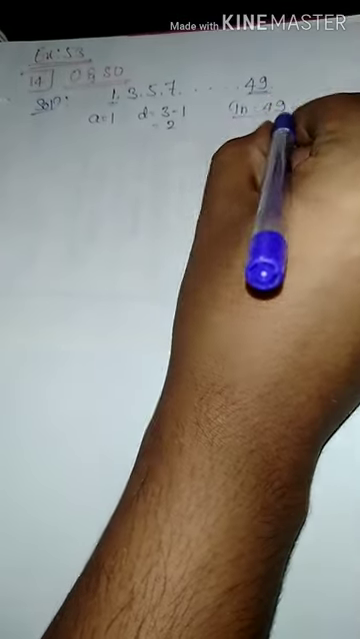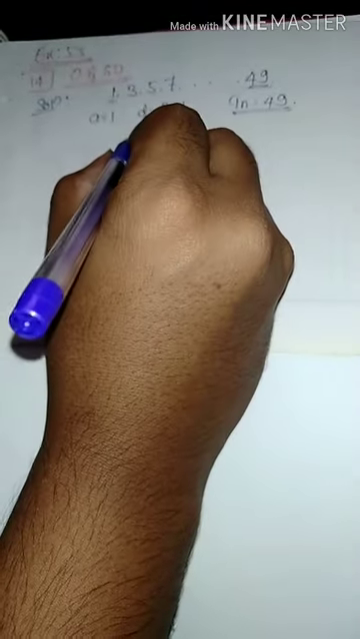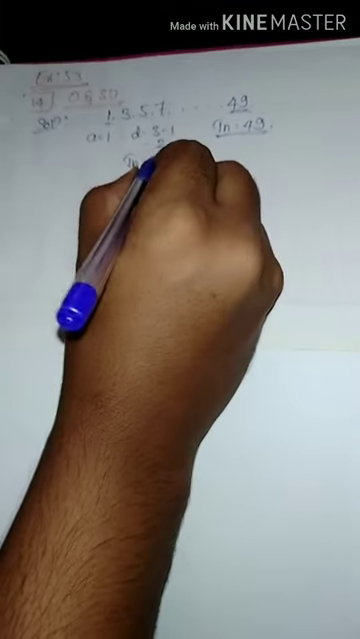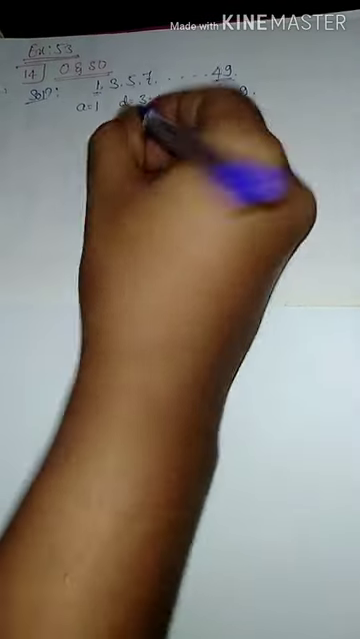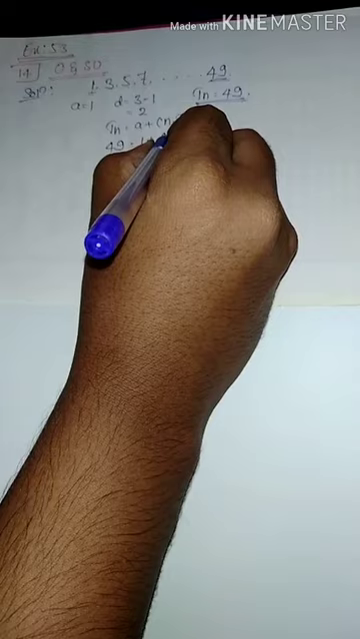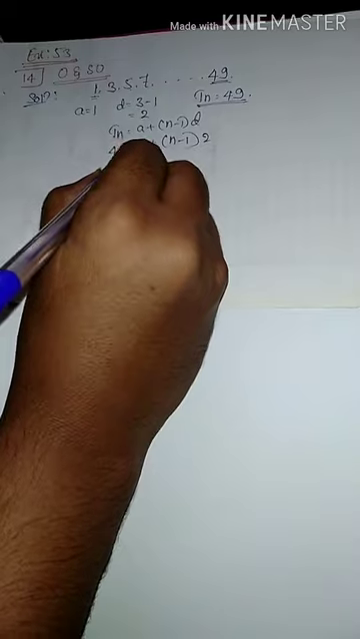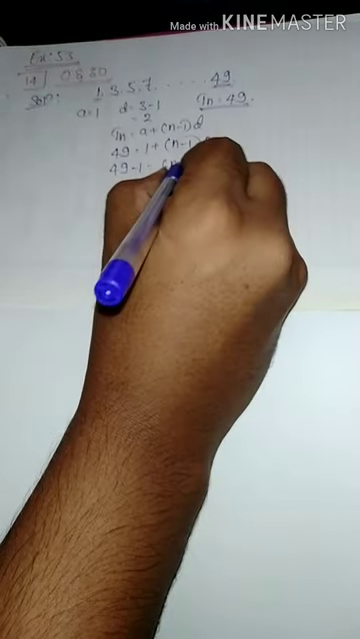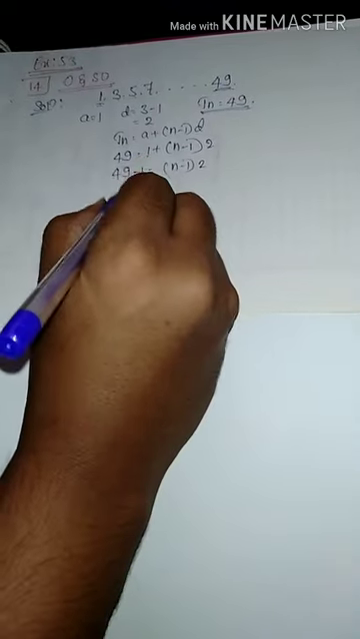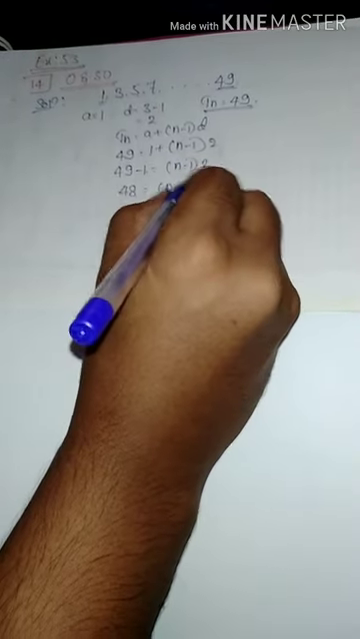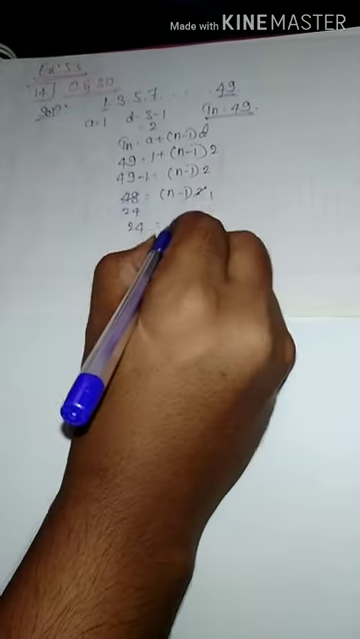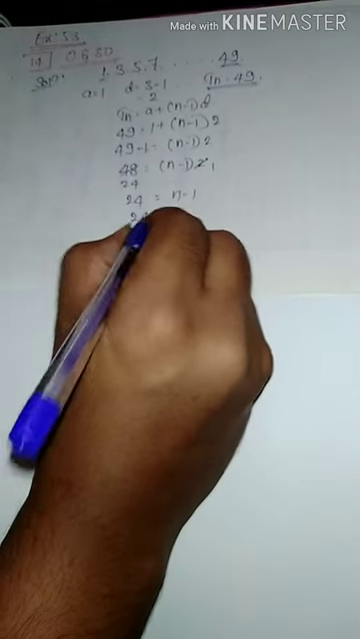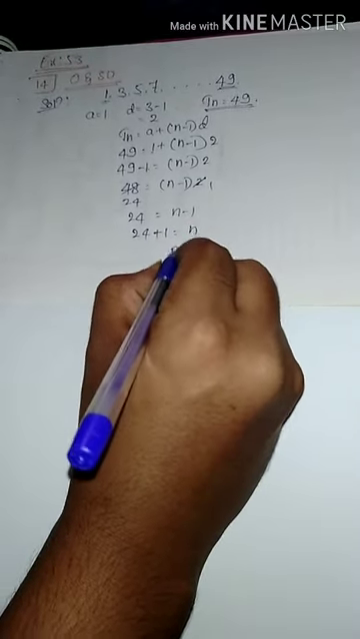Using the formula Tn is equal to a plus n minus 1 into d, we can find the value of n. Tn is 49, a is 1, and n we don't know. We need to calculate n, and d is 2. So 1 moves to the left hand side and becomes minus 1. 49 minus 1 is equal to n minus 1 into 2. 49 minus 1, 48, is equal to n minus 1 into 2. 2 12s are 24. So 24 is equal to n minus 1. Now minus 1 moves to the left hand side and becomes plus 1. 24 plus 1 is equal to n. So n is equal to 25.